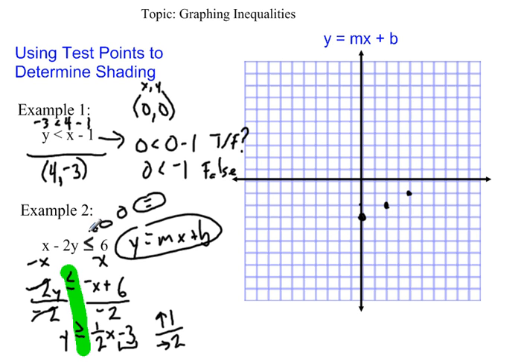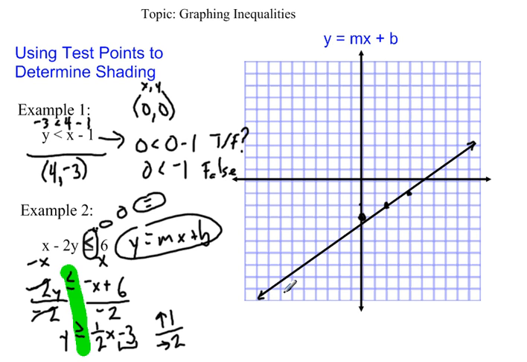My symbol has an equal sign in there, so I'm going to be dealing with a solid line. So let's put this line in. And I'm way off. Let me move that up. Alright, that's close. Put my arrows in. Alright, now I need to determine my shading.